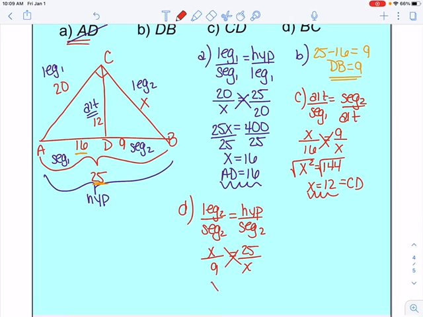So I'm going to have X times X is X squared. And 25 times 9 is going to equal 225. Again, the opposite of squaring something is to take the square root. And 225 is a perfect square. So when you take the square root of that, you're going to get an answer of 15. So leg 2 is going to be 15 there. Okay. And again, that is finding all the 4 things that we were asked to find.